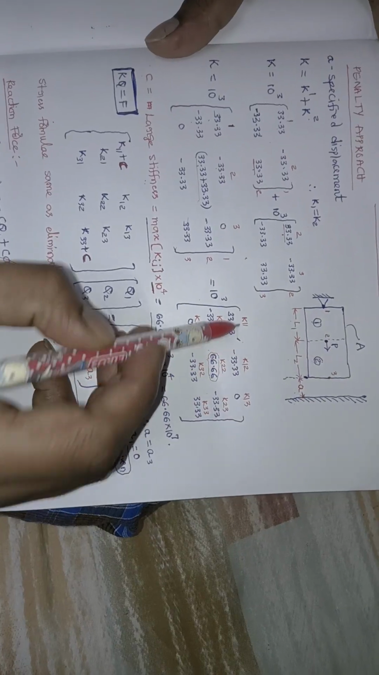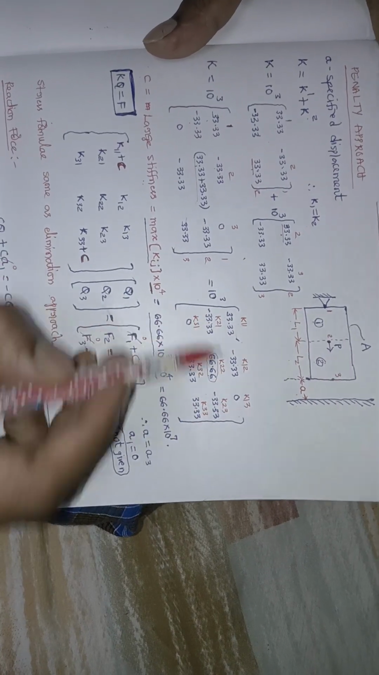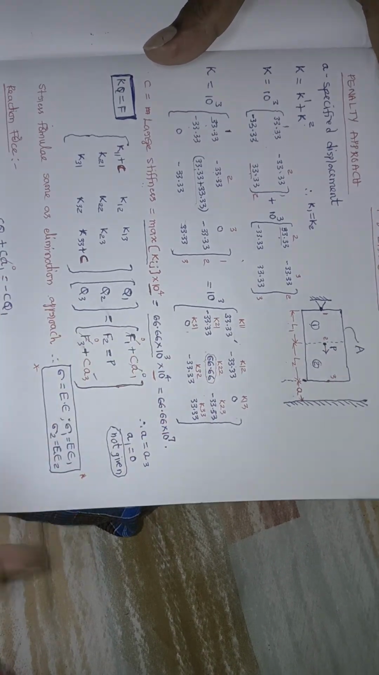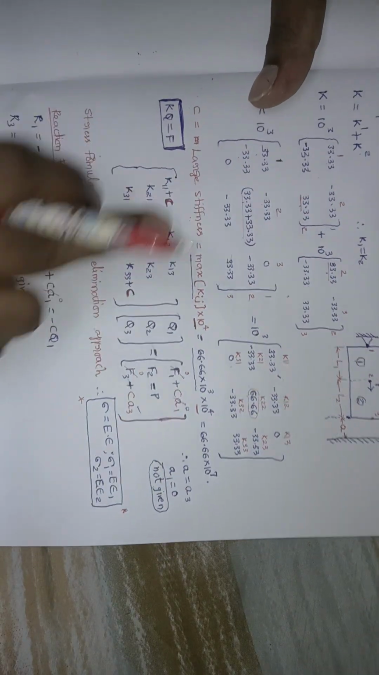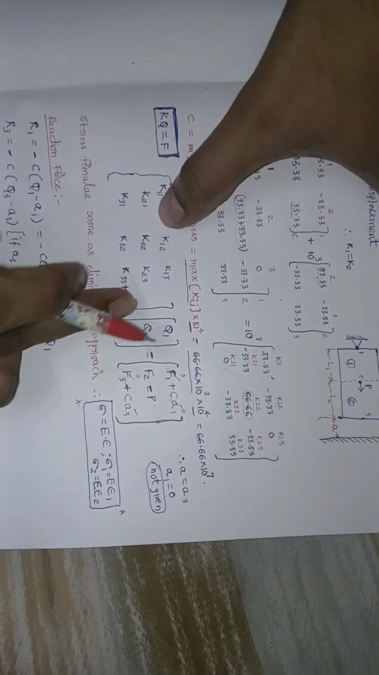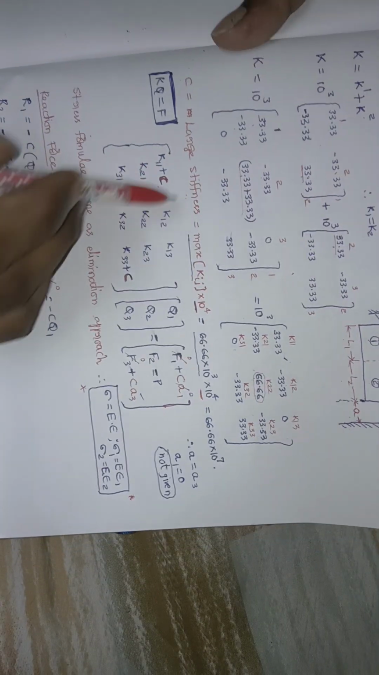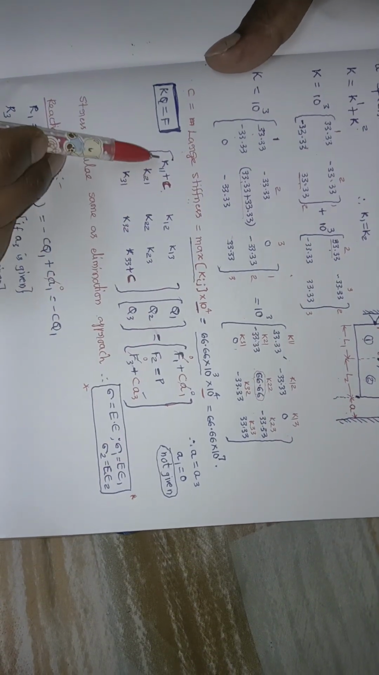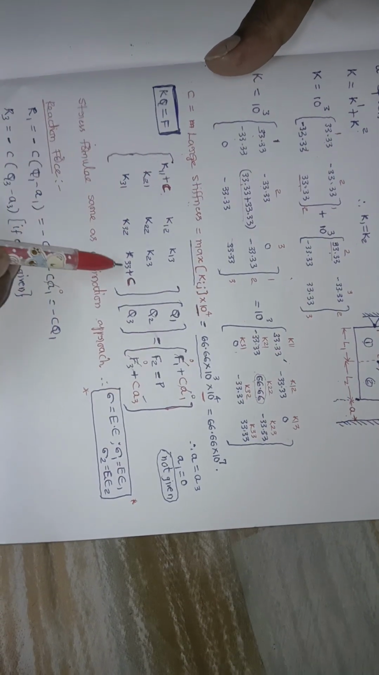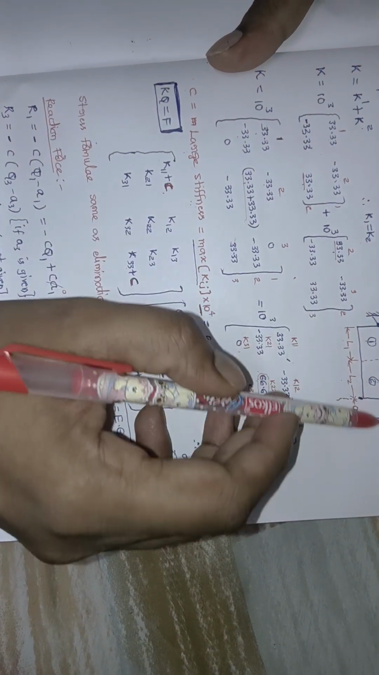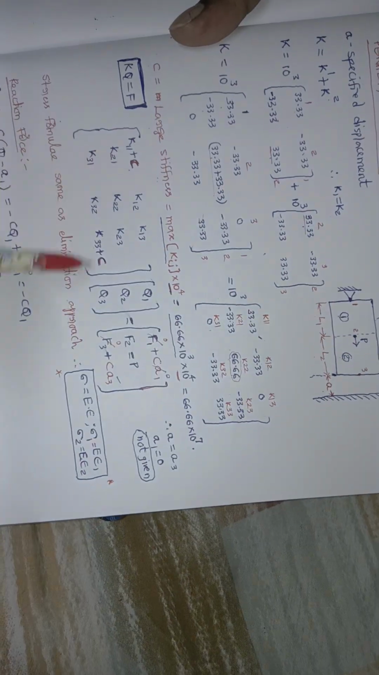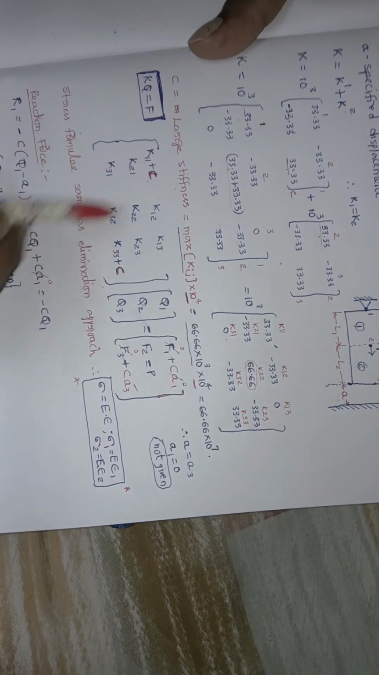Then you have to write K11 K12 K13, 21 22 23, 31 32 33. Here the new formula is, except for C, in the last form you have to add the C values. Here C is the large stiffness. See here for K11 and K33, at the starting and the ending, these are the fixed supports. So you have to add C values at the starting and ending.